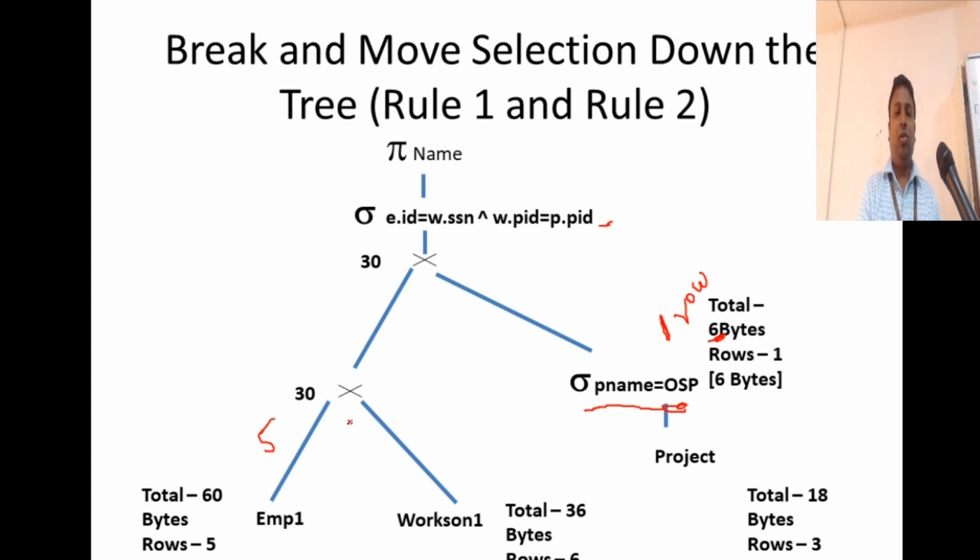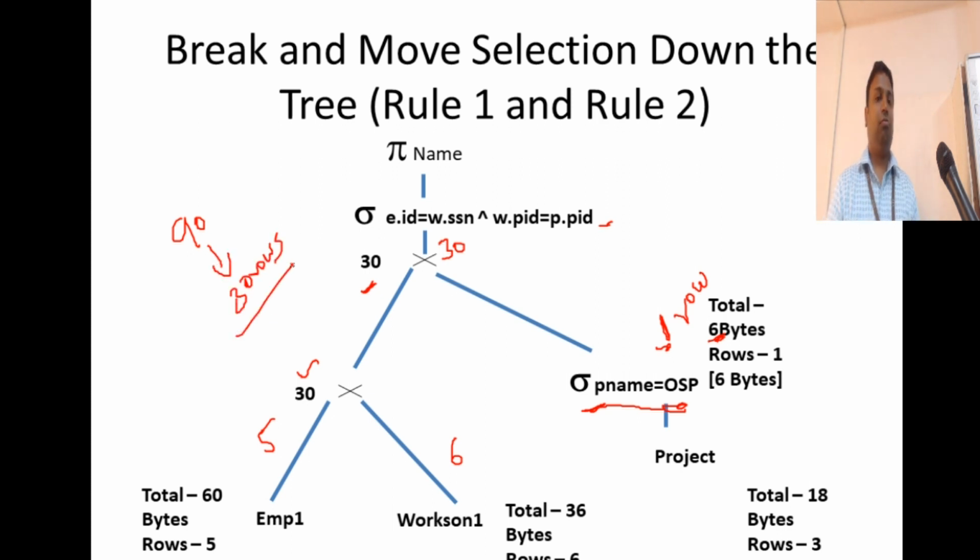Here you have 5 rows, here works on has 6 rows, and you get 30. 30 rows, you do a cross join with 1 row, how much are you going to get? 30 rows. So by just applying this one rule, you have reduced from 90 rows to 30 rows. Then you apply the conditions and then you project.